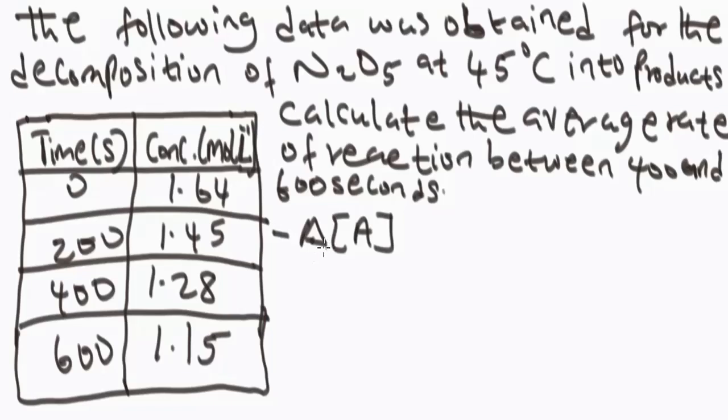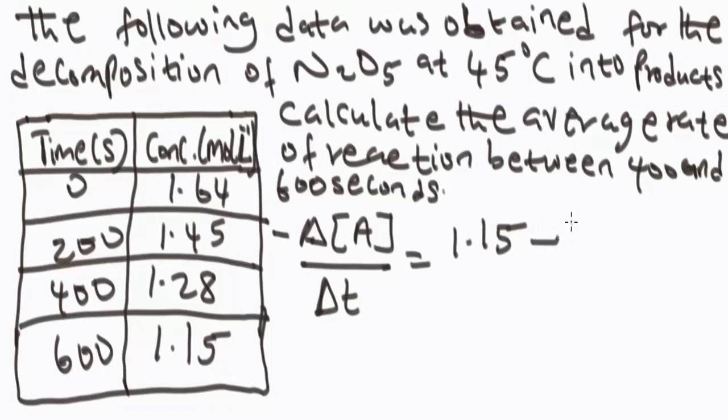Let's say the reactant here is A, over change in time. They say between 400 and 600, so that means our A2 will be under 600 time. We have the concentration to be 1.15. This will be our A2 minus our A1 under 400.